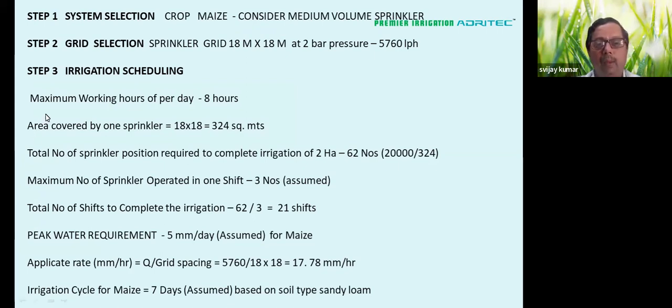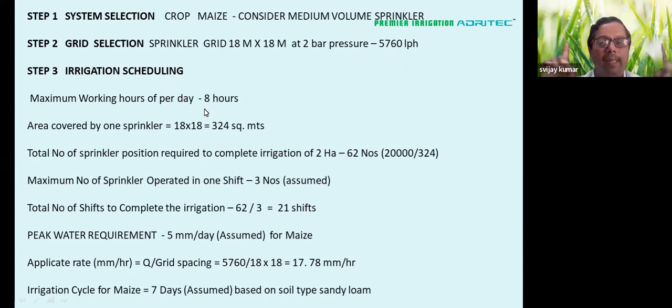And as I already told you in the calculation, each sprinkler is going to give you 5,760 liters per hour. Now the critical step in the case of a rain gun or sprinkler design is basically the irrigation scheduling. We already understood that power is not available for more than 8 hours.